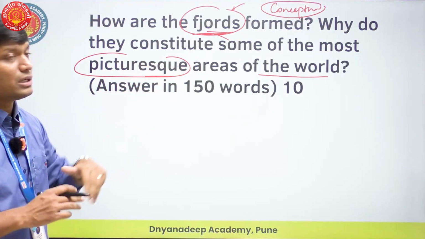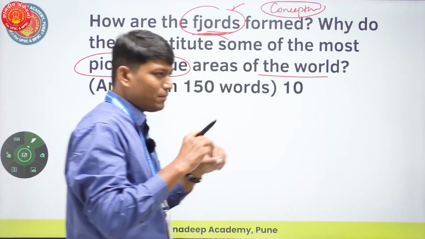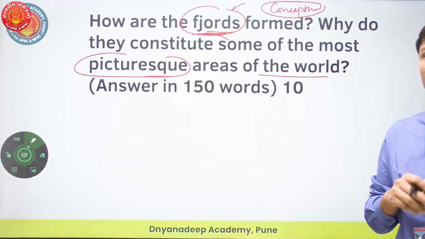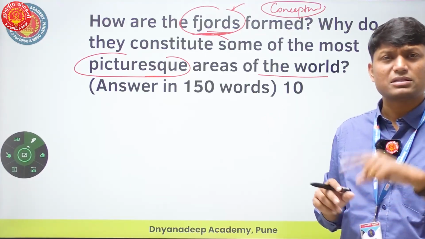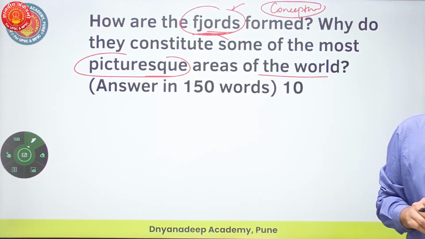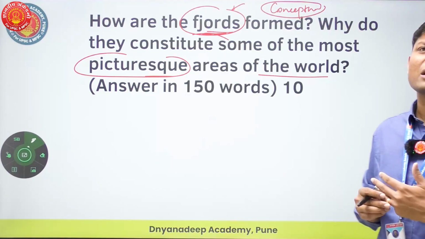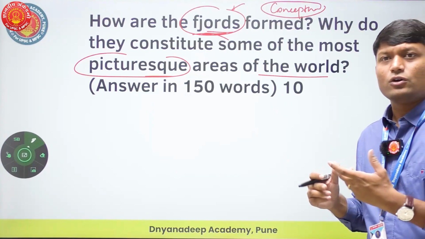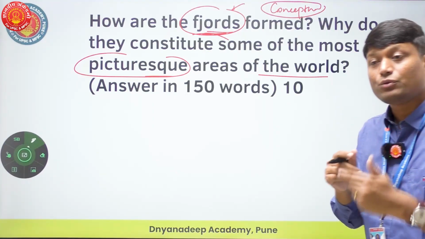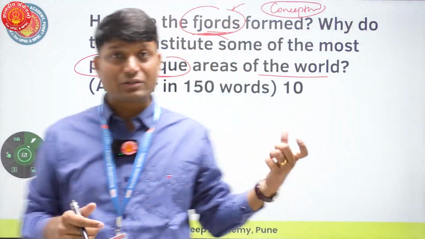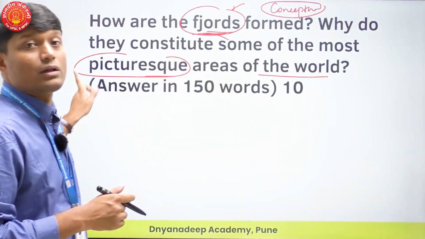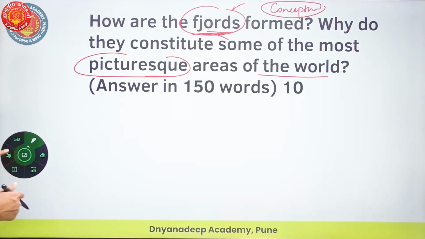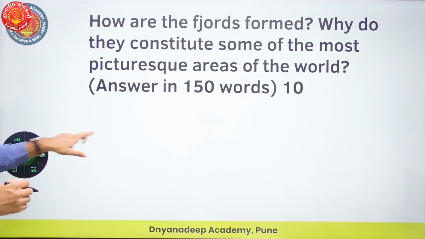most of the picturesque areas of the world. If you have a fair idea, the areas in which fjords are formed are typically in the Arctic Circle or just around the Arctic Circle. You will find fjords there, and you then have to highlight the features of that area. That is something you are supposed to do in this part. We will discuss this in a detailed solution.